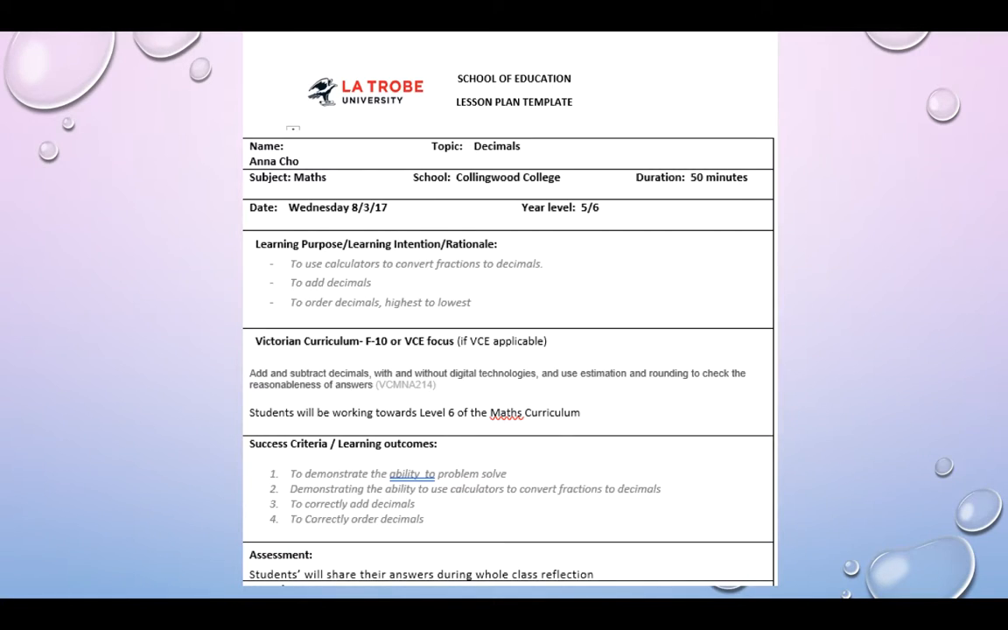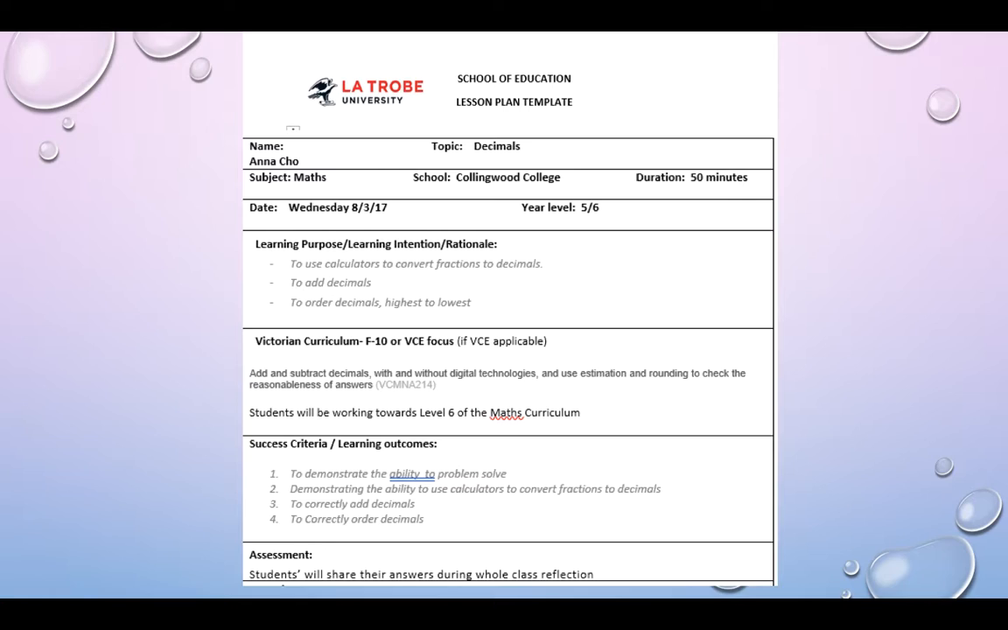The learning purpose includes to use calculators to convert fractions to decimals, to add decimals, to order decimals highest to lowest. The Victorian curriculum section that it satisfies is to add and subtract decimals with and without digital technologies, and to use estimation and rounding to check the reasonableness of answers. Students will be working towards level 6 of the maths curriculum.